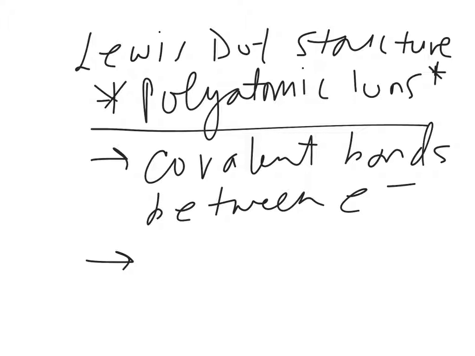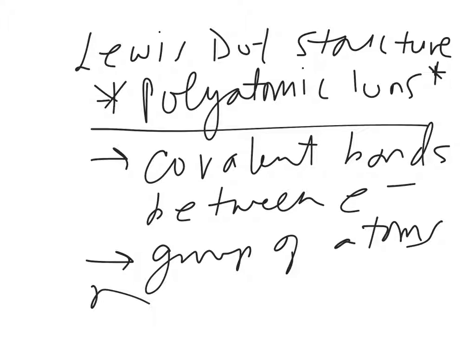So therefore, that group of atoms has an overall net charge. Okay, so we're going to look at how that works out. The ion that we're going to use is NH4 plus. So that is our polyatomic ion, ammonium.